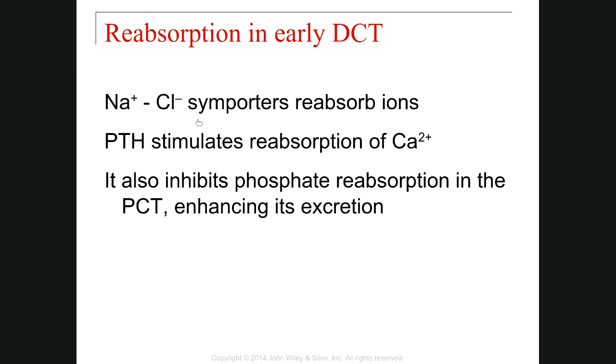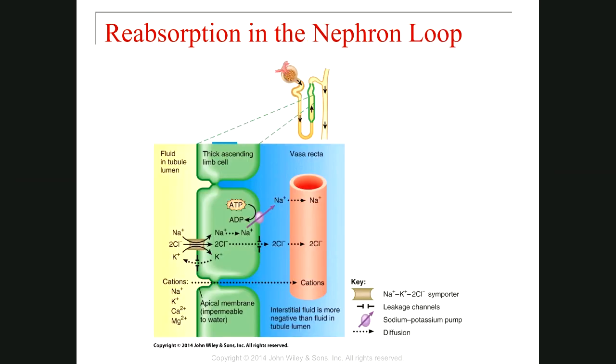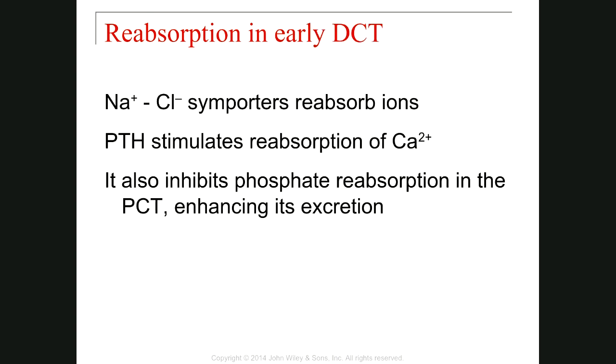And you need to know that, sorry, I forgot to tell you this. Although about 15% of filtered water is reabsorbed in the descending limb of the nephron loop, little or no water is reabsorbed in the ascending limb. In this segment of the tubule, the apical membrane is impermeable to water because ions, but not water molecules, become reabsorbed here. The next part is the distal convoluted tubule.